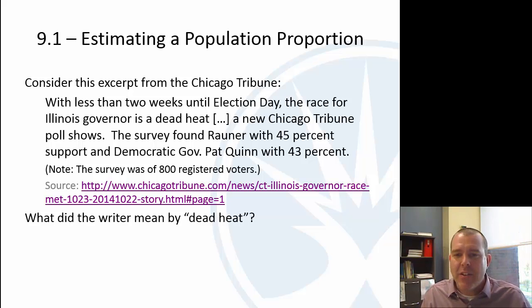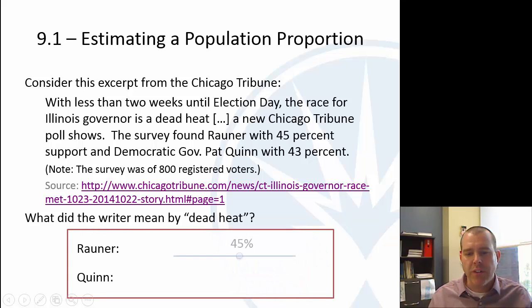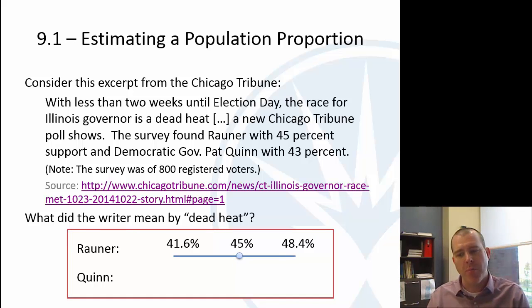All right, so this writer said that the race for governor was a dead heat, like a statistical tie. What does that mean? Because if you look at the poll, Rauner has a clear lead. So why would they say that he's in a dead heat? Well, if you do the same thing here and you say, well, 45% of 800 and do the margin of error in StatCrunch, and 43%, and you find these confidence intervals, what's interesting is that Rauner has 45%, and it goes from 41.6% to 48.4%. It's a 3.4% margin of error.